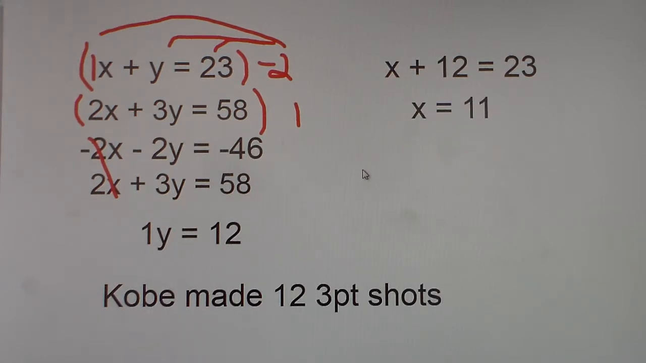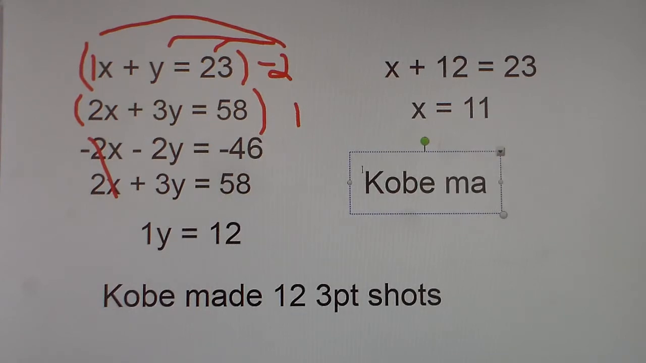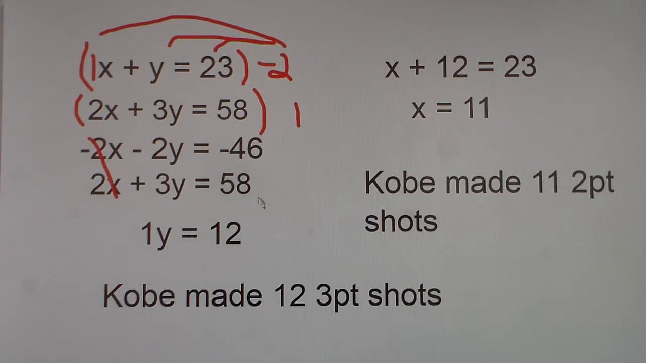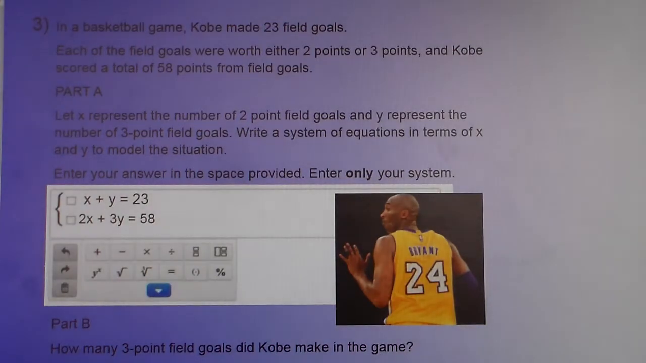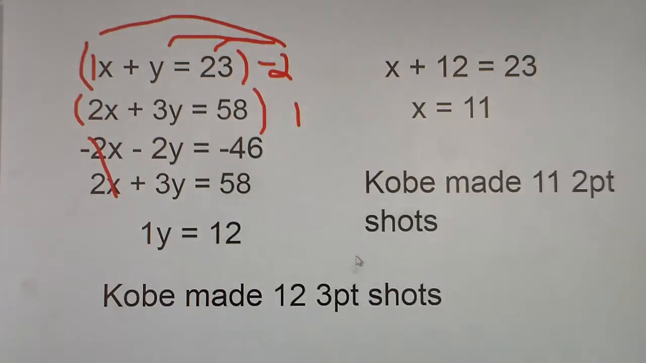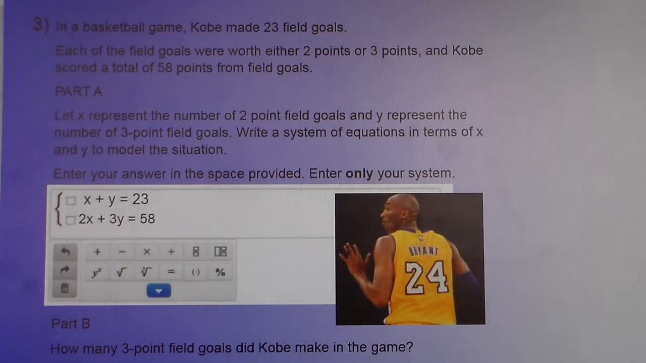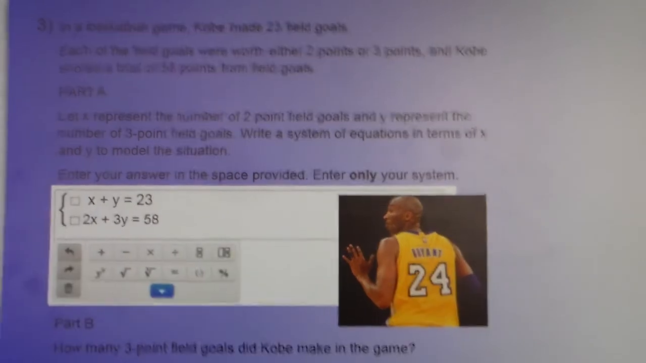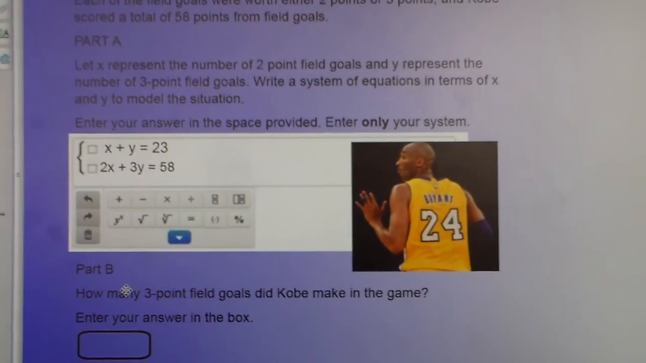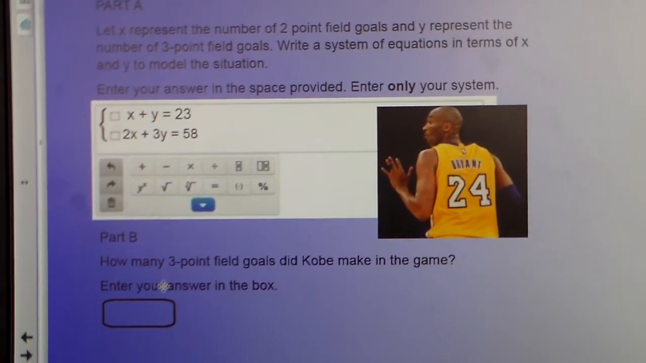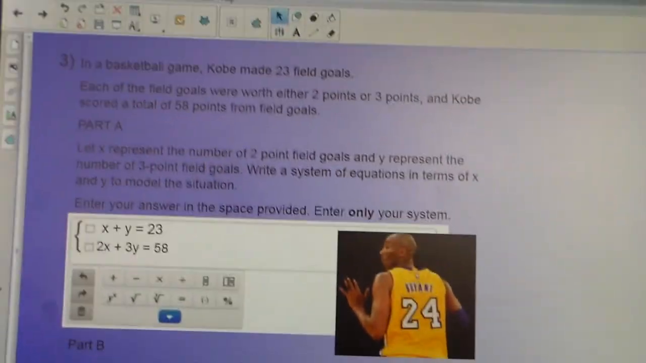So that means Kobe made 11 2-point shots. You guys need to see what the question is asking. It's asking for 3-pointers. So that means Kobe made 12 3-pointers. And you have to put 12 in that little box down below. That is down around here. Better yet, right there. That's where you put the 12. All right.